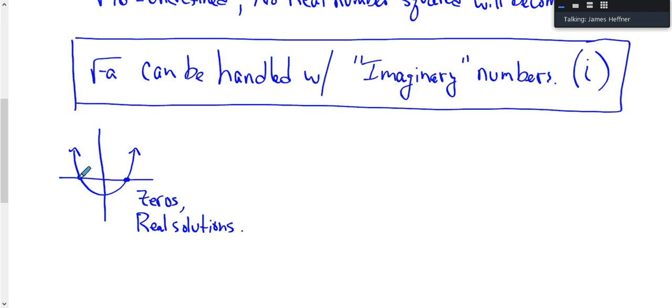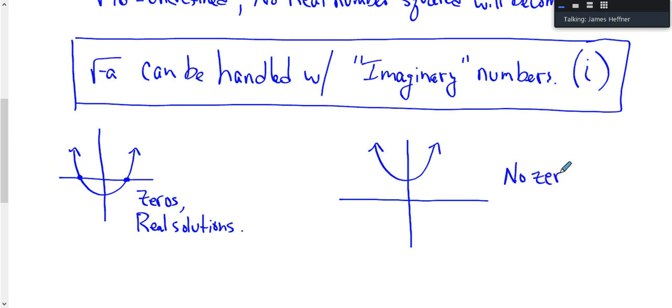But what if this graph got shifted up? Because we talked about shifting, right? What if whatever equation we had was x squared plus 10, and it's way up here. Does this intersect the x-axis at all? No. So does it have any zeros? No, it doesn't have any zeros, right? So there are no zeros for this function, which means it has no real solutions. And I'm emphasizing the word real. No real solutions, okay? Because it does not intersect the x-axis.